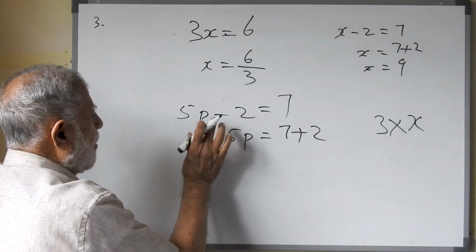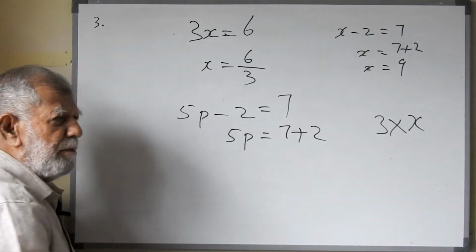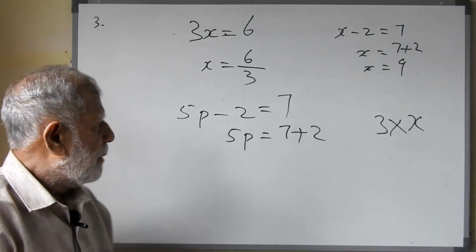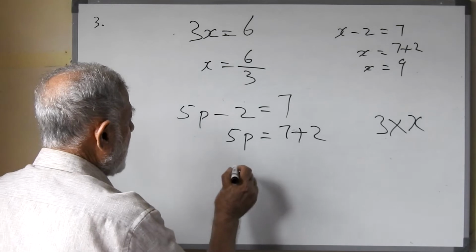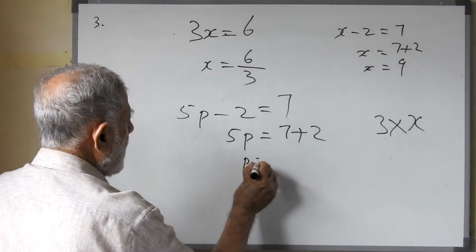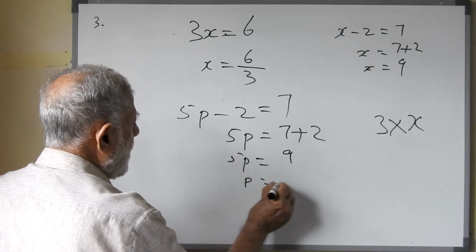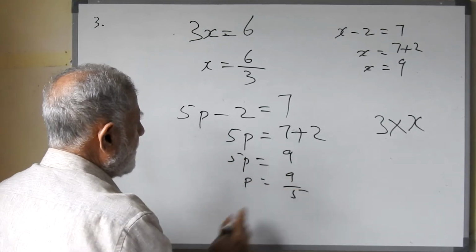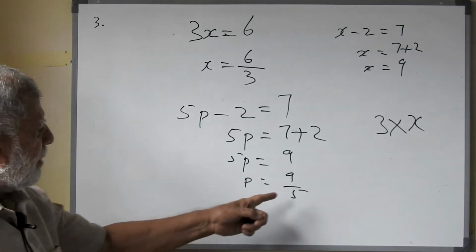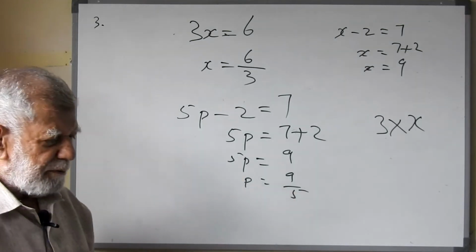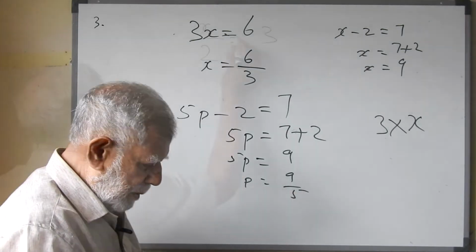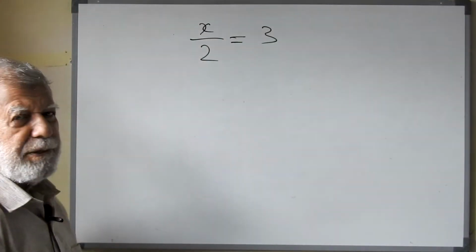Be very careful. Minus 2 must become plus 2. It's very simple, but you can forget it quickly. So 5p is equal to 7 and 2, 9. 5p is equal to 9. p is equal to 9 divided by 5. So you can keep it like this, or you can make it a mixed fraction and do it like that. Now we are having a fraction here.